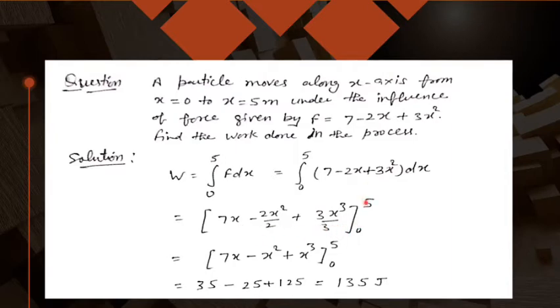After solving the integration, you have to put the limits, and you know it is always upper limit minus lower limit. So when I put the upper limit, I am getting the value 7 into 5, that is 35, minus 5 square, that is 25, plus 5 cube, that is 125, minus the lower limit. When I put the value 0, all these three terms become 0, so I have not written the lower limit.